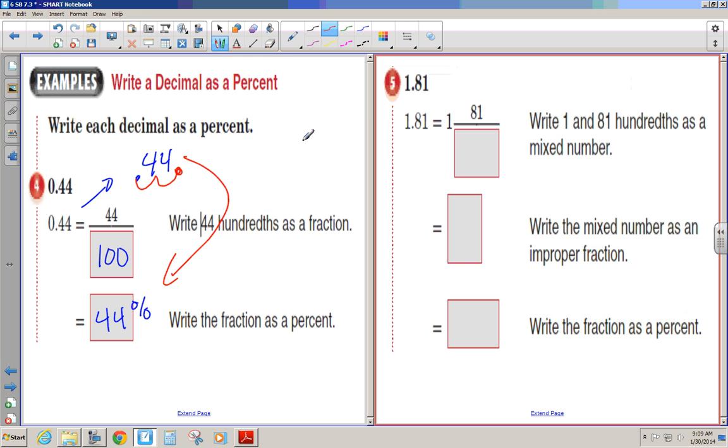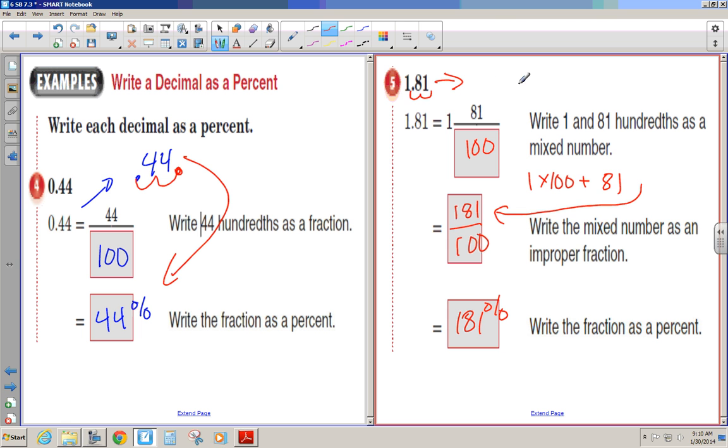1.81, that is 1 and 81 hundredths. Right, the mixed number as an improper fraction, that would be 181 hundredths. 1 times 100 plus 81 is 181. And then that just means 181%. Now, the quick way again, move the decimal 2 places to the right. 181%.